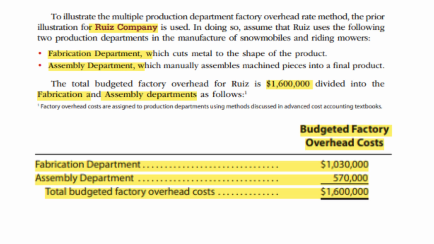For the illustration, Ruiz company has a total budgeted factory overhead amounting to $1,600,000. It would be divided into two departments. The fabrication department has $1,030,000 under budgeted factory overhead costs, and the assembly department has $570,000, for a total budgeted factory overhead cost of $1,600,000.